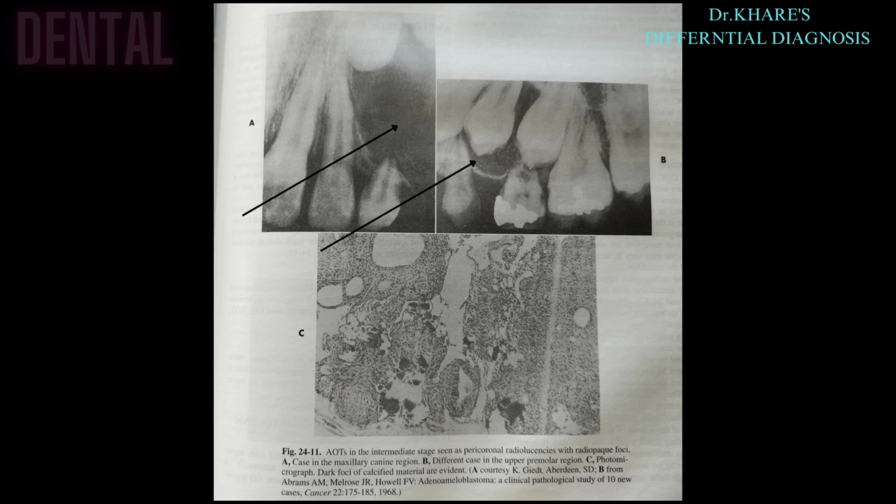These are pictures showing adenomatoid odontogenic tumor in the intermediate stage, seen as a pericoronal radiolucency with radiopaque foci. Radiograph A is a case in the maxillary canine region, while B is a different case in the upper premolar region. Picture C is a photomicrograph showing dark foci of calcified material.